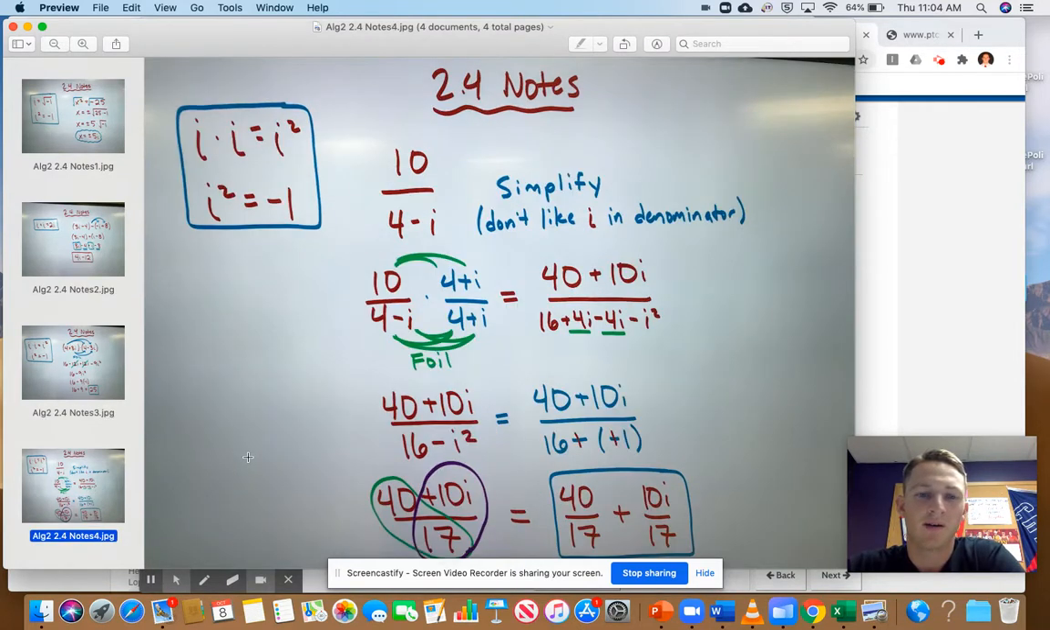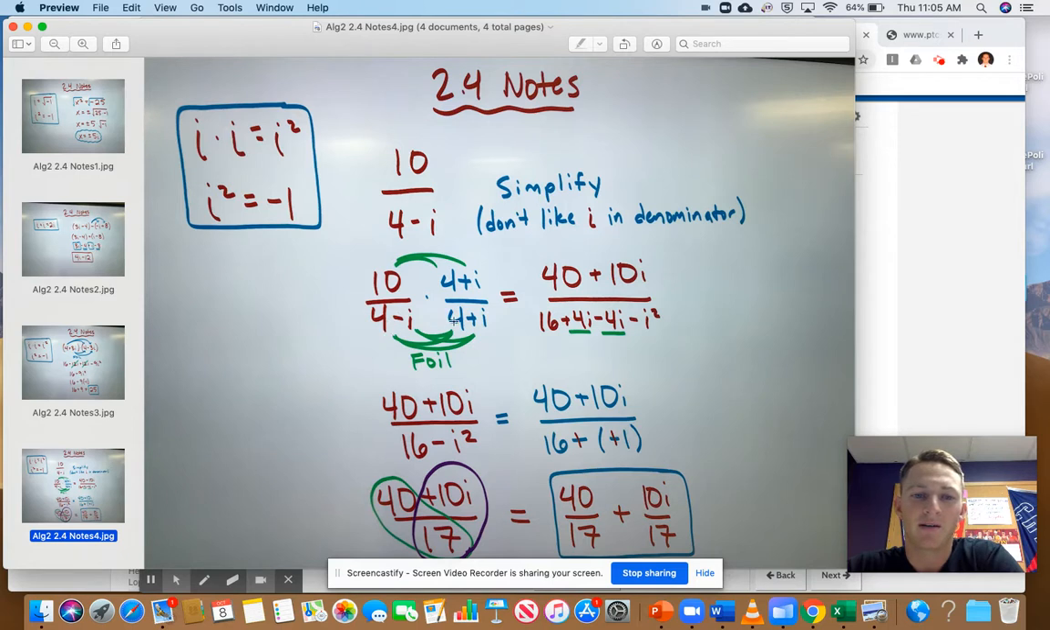Last example here, we have an i on the bottom of a fraction. We don't like that. And so in order to get rid of this 4 minus i, we're actually going to multiply the top and the bottom of this fraction by the opposite sign, so 4 plus i on top and bottom. We're going to distribute, so 10 times 4 and 10 times i, that's 40 plus 10i.